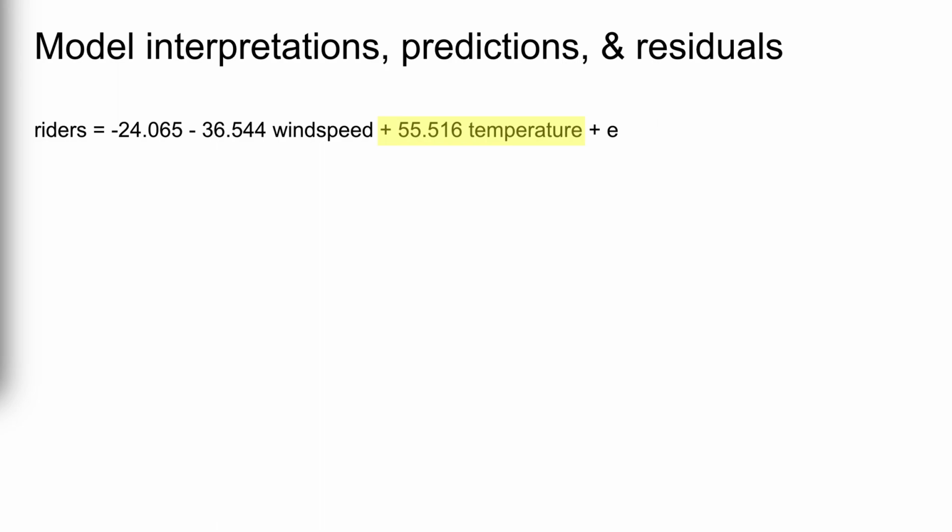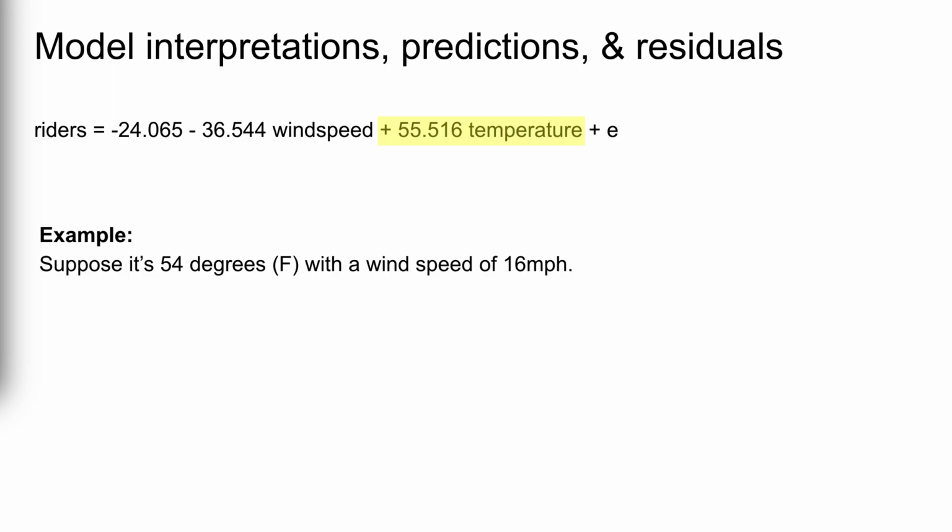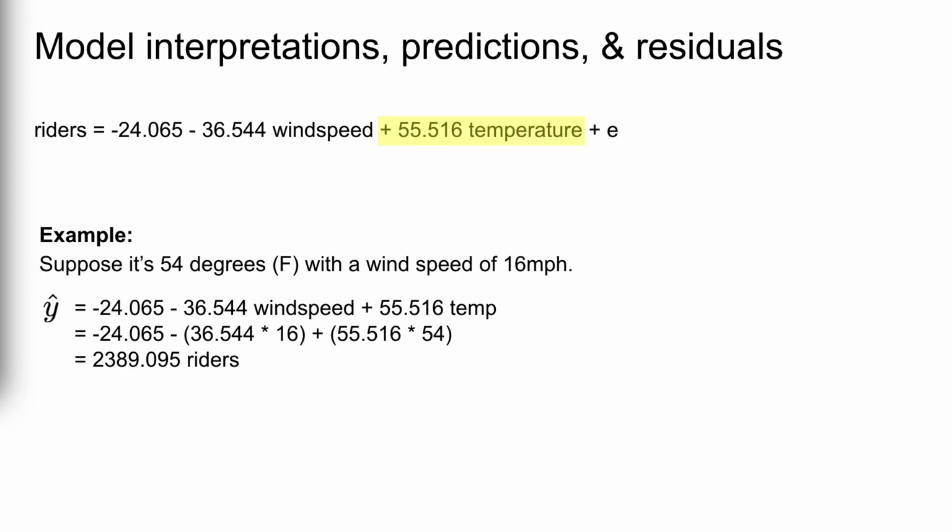We can then use this model to make predictions. For example, suppose it's a fairly cold 54 degrees Fahrenheit in Washington, D.C., with a wind speed of 16 miles per hour. Plugging these values into our sample model, the company could then predict that there will be roughly 2,389 riders. Since this is an estimate or prediction of Y, and not the actual observation, we denote it as Y hat.